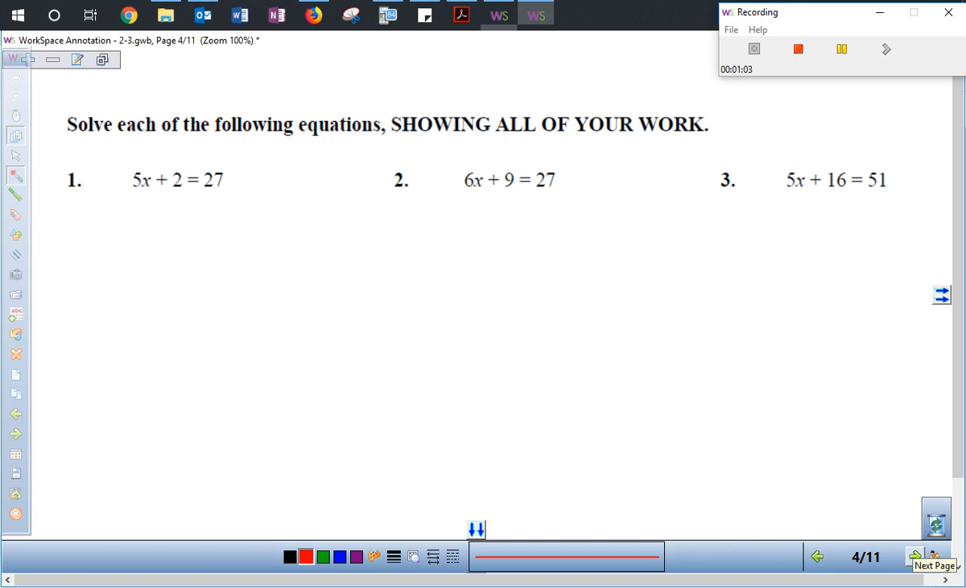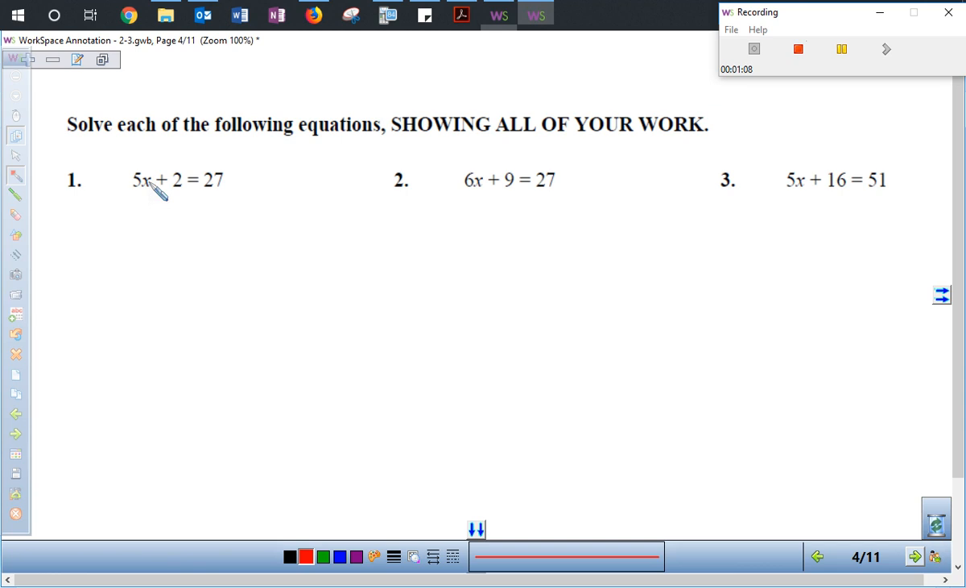On number 1, it says solve each of the following equations, and you must show all of your work. That's huge, guys. Just like the last lesson, I expect to see every step. So I have the equation 5x plus 2 equals 27, and my goal is to get x all by itself on one side of the equal sign. Again, first we want to handle any addition or subtraction, then multiplication or division. So on the same side as the variable, I want to get rid of any addition or subtraction first. If you'll notice, we have a 2 being added to this x. That's what I want to get rid of first.